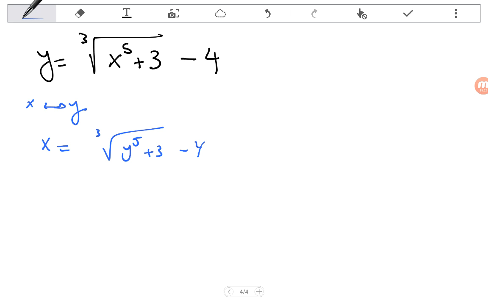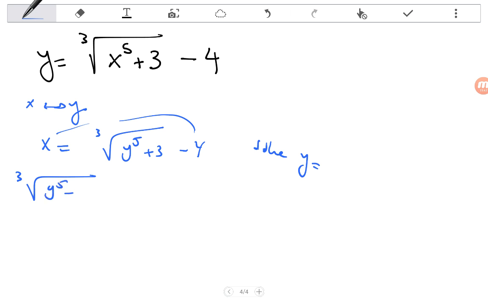Now, what is the next step? I need to solve for y. Now this y is now the inverse. That is my unknown in this case. I need to find the y, so I need to make it on one side by itself. How would I do that? I just get rid of this minus 4.